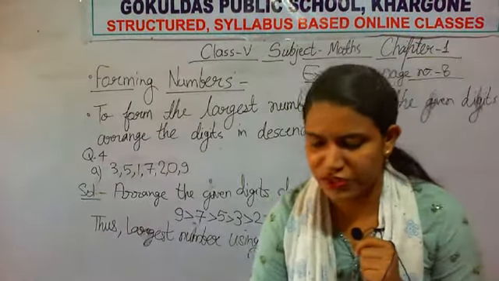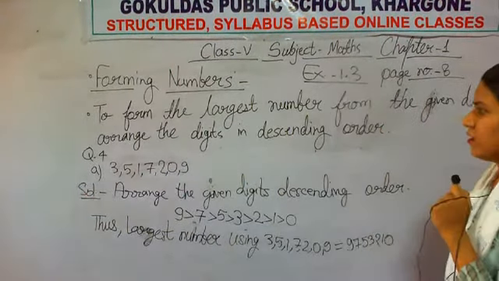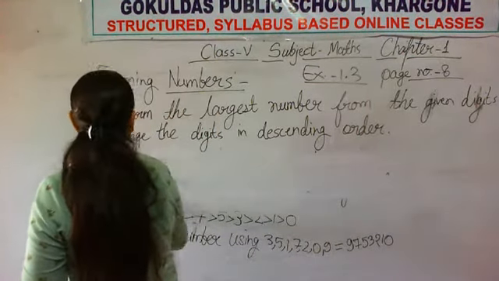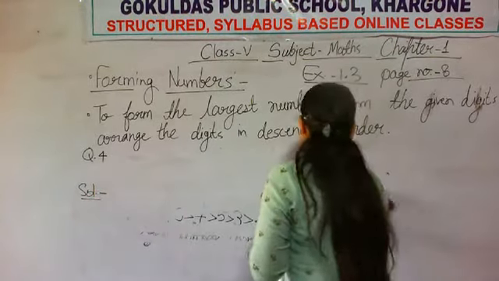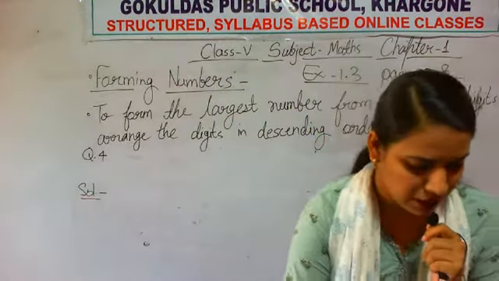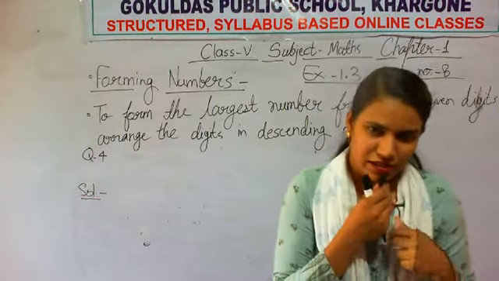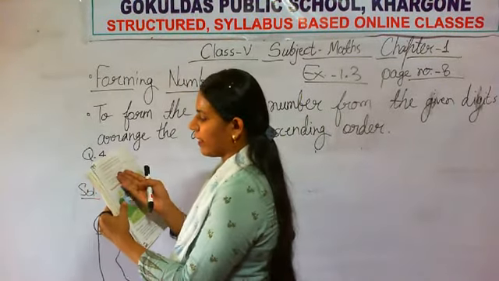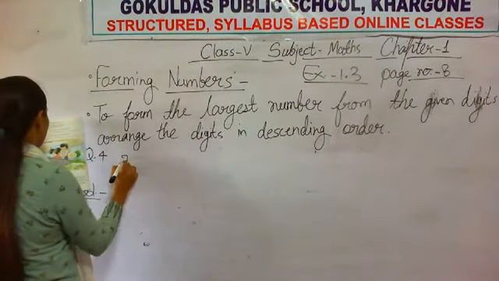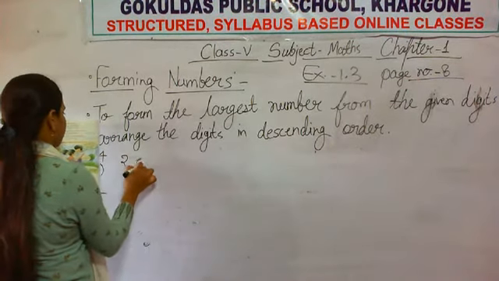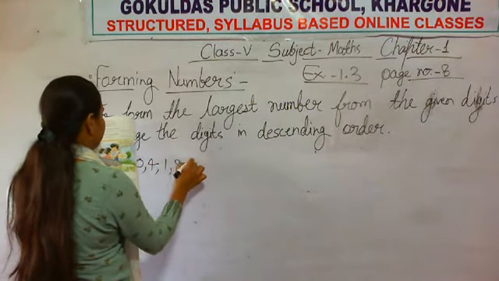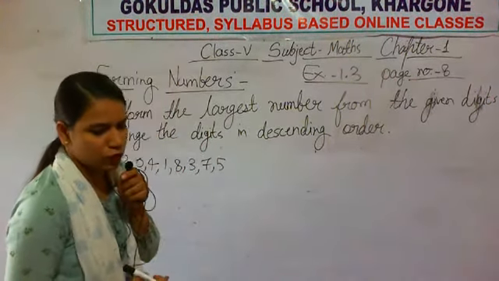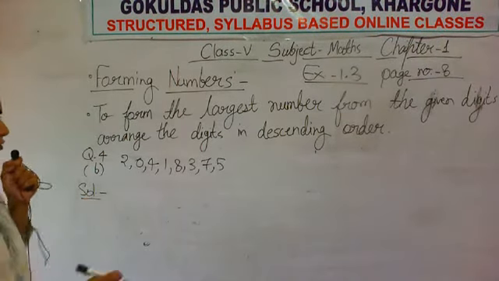Let's do the next question. B. See how many digits are given. Count how many digits. When you count, you see that 8 digits are given, and those digits are 2, 0, 4, 1, 8, 3, 7 and 5. These 8 digits are given in the question, and you want to form the largest number by using these digits.